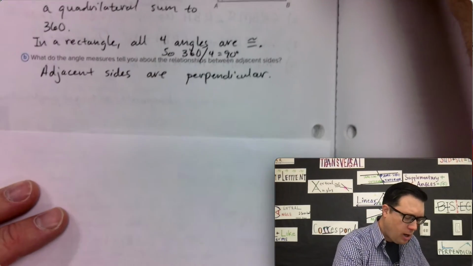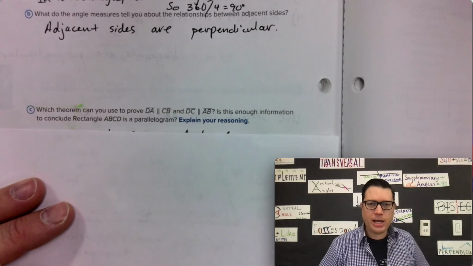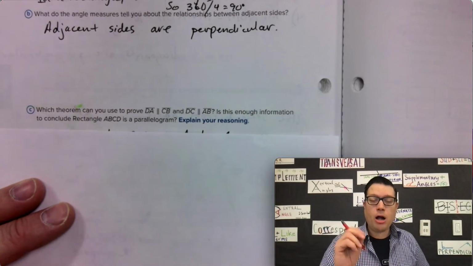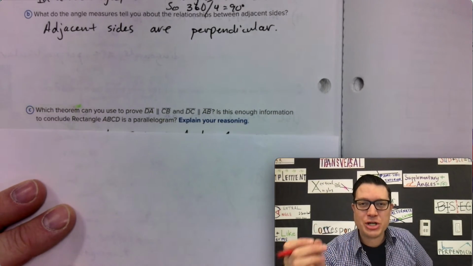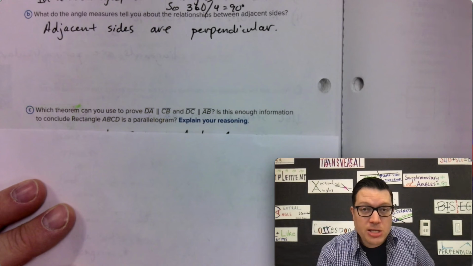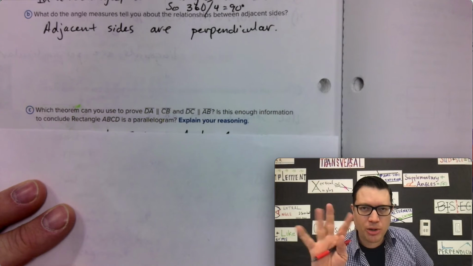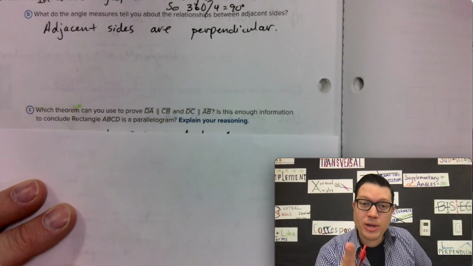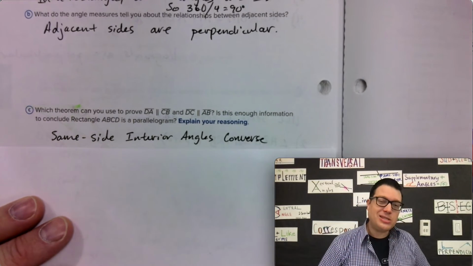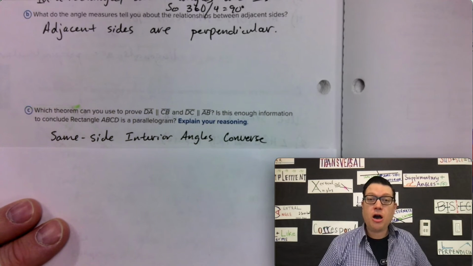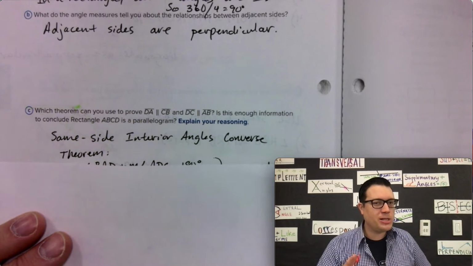As we keep walking through, what theorem can you use to prove that opposite sides in a rectangle are parallel, which is enough to justify that the rectangle is a parallelogram and not just a four-sided shape with four congruent angles? Well, here's what we get to say. We get to use the same side interior angles converse theorem. You weren't expecting that, were you?